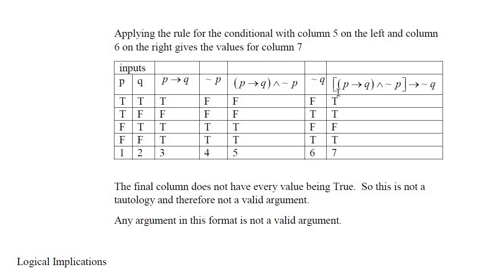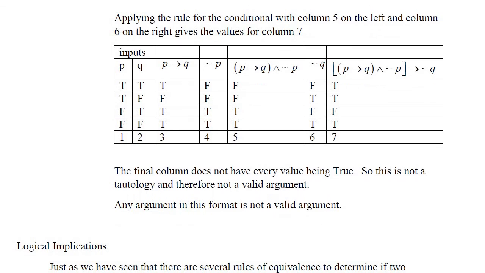So in this final column of calculation, notice I have a false in there. This is not all true. So since this is not all true, it's not a tautology and is therefore not a valid argument. So any argument in this format is not a valid argument.